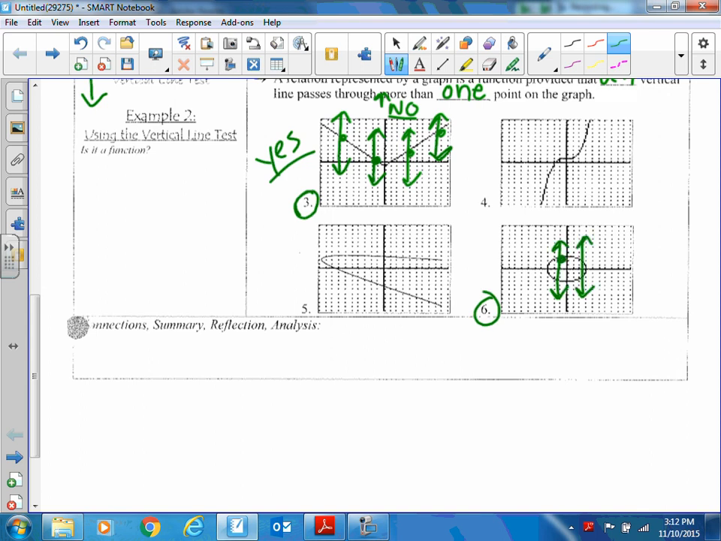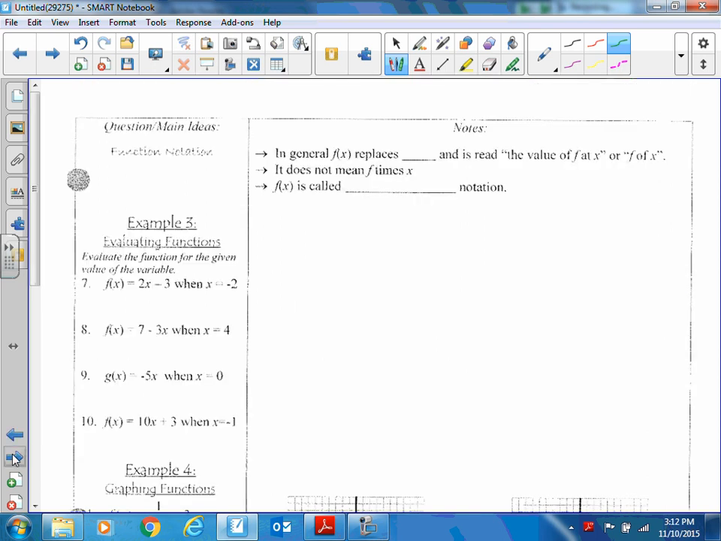Well, look, this hits the graph twice, as well as this one does too. That means this failed the vertical line test, so this is not a function. Again, in order for it to be a function, the vertical line can only hit the graph one time. So do 4 and 5 for homework, and look at the back page.